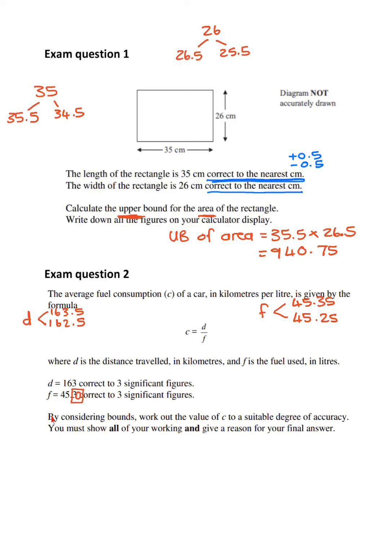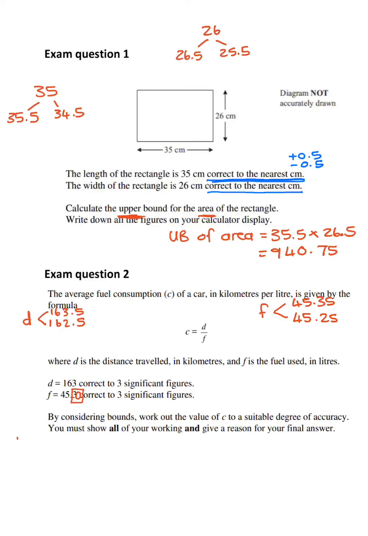So by considering bounds, this is a very typical exam question. By considering bounds, work out the value of C to a suitable degree of accuracy. You must show all of your working and give a reason for your final answer. So what they're saying is you need to just put down a value for C, but that value needs to take into account the maximum and the minimum value. So let me show you what to do.